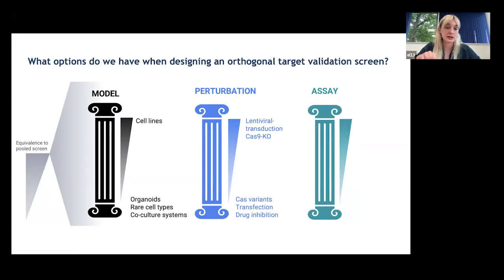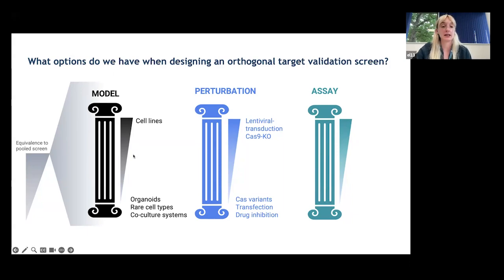So you deliver the guide to the cell, and this can be using Cas9 expressing cells. When you move into the arrayed space, you may want to consider using different Cas variants. I shouldn't say this in the CRISPR course, but you can consider moving away from CRISPR altogether and considering drug inhibition or a different modality of targeting your gene of interest.